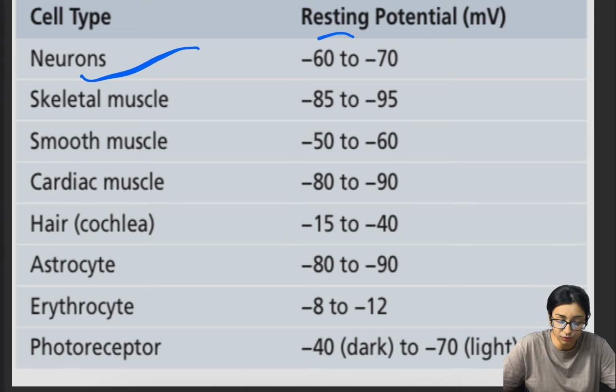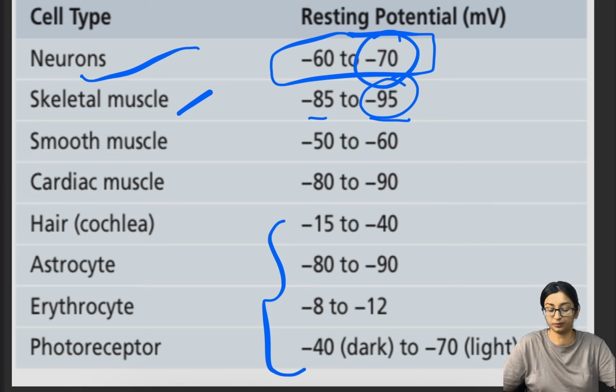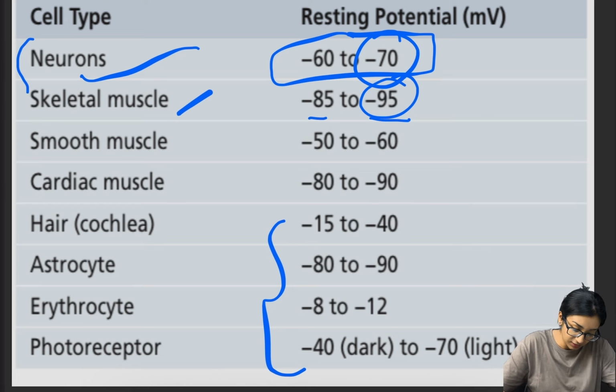The neurons will have minus 60 to minus 70. Generally, minus 70 millivolts is taken. Skeletal muscles minus 85 to minus 95, generally minus 95. Smooth muscles minus 50 to minus 60. Cardiac muscle minus 80 to minus 90. Astrocytes, erythrocytes, and photoreceptors have other resting potentials. The important ones are the neurons and the skeletal, smooth, and cardiac muscles.